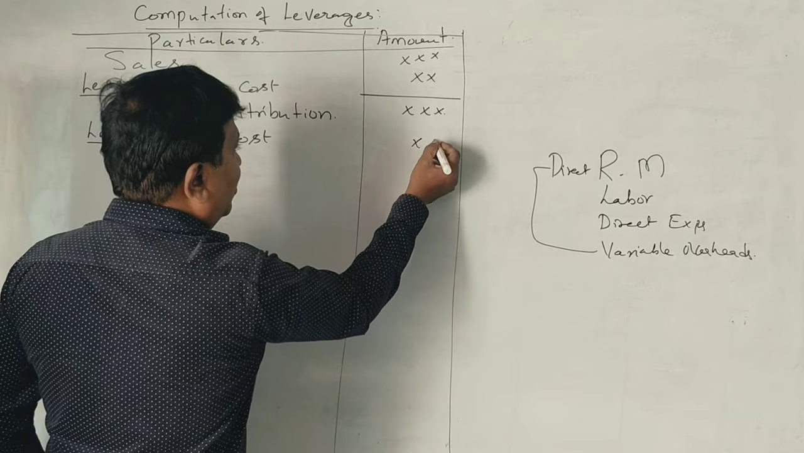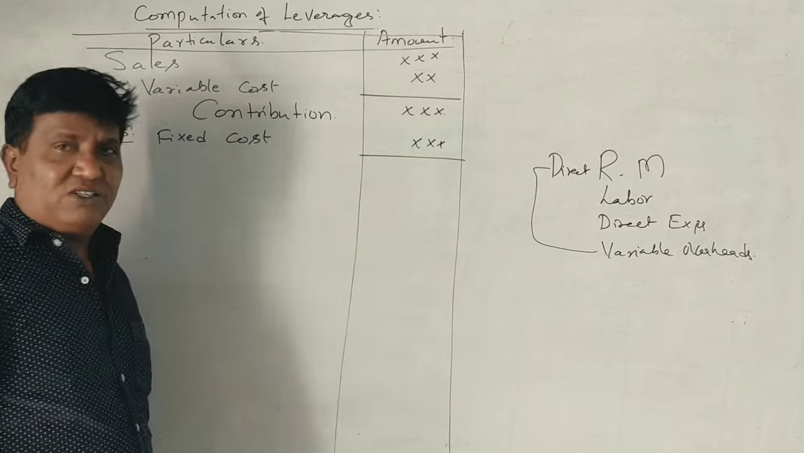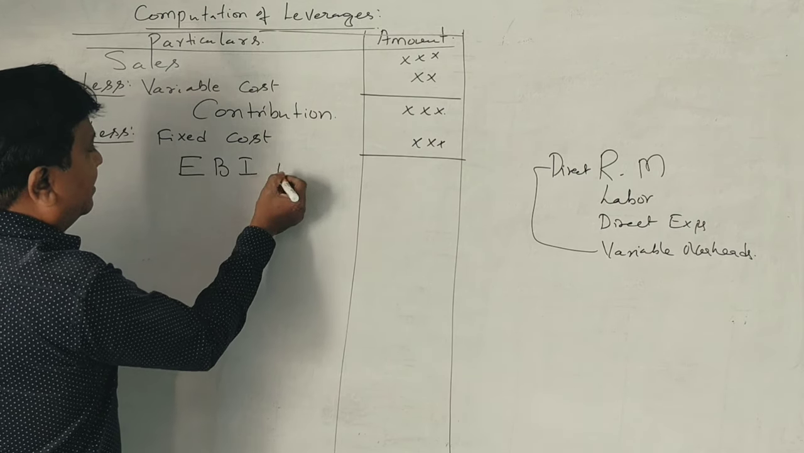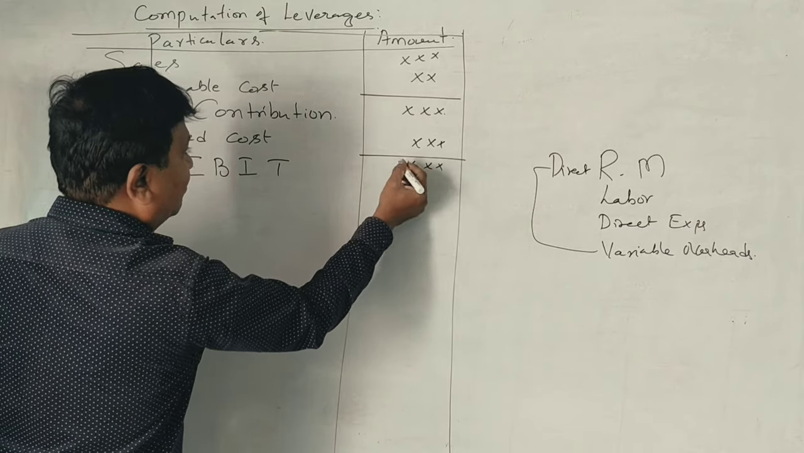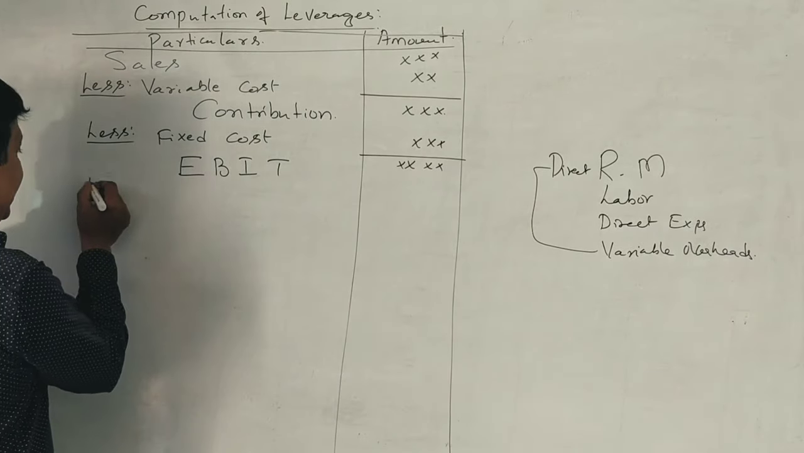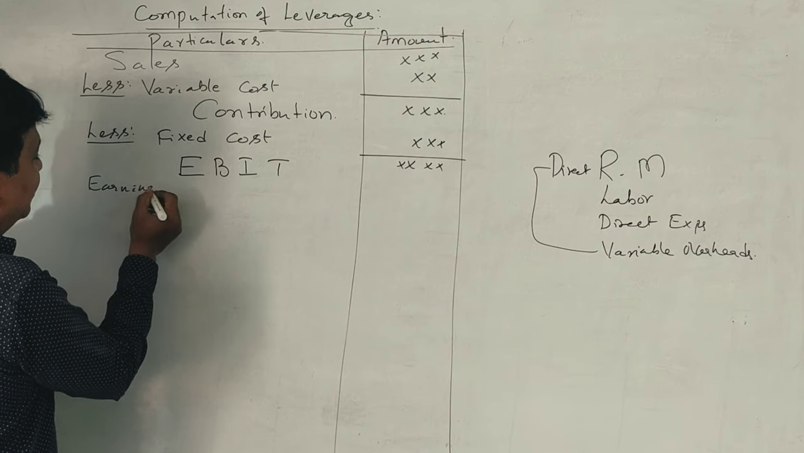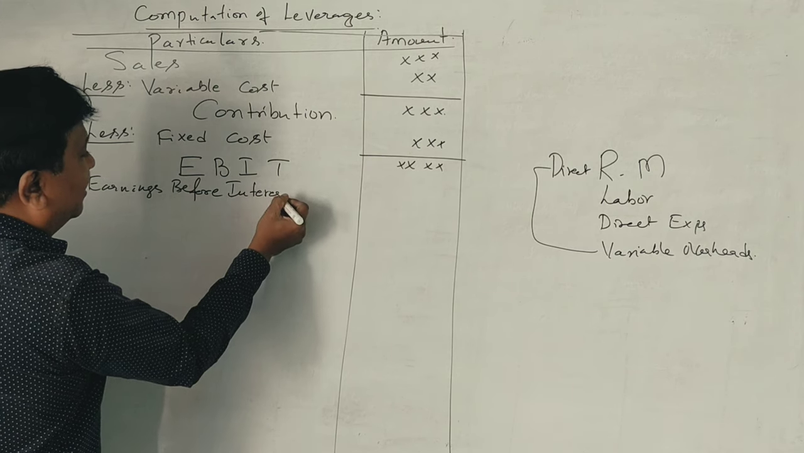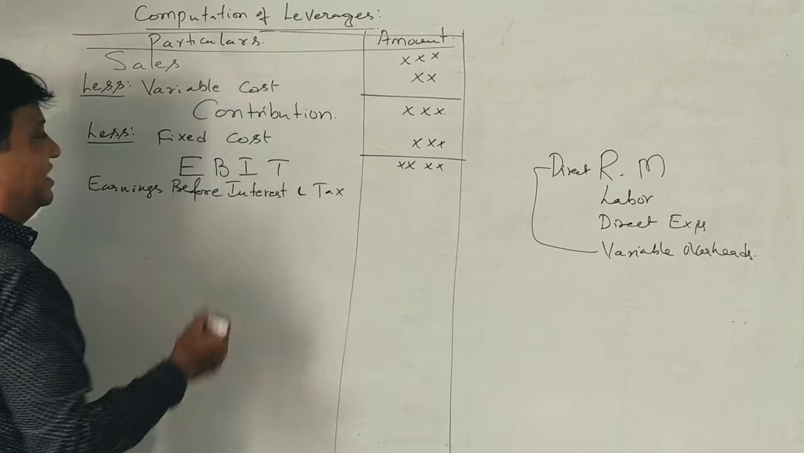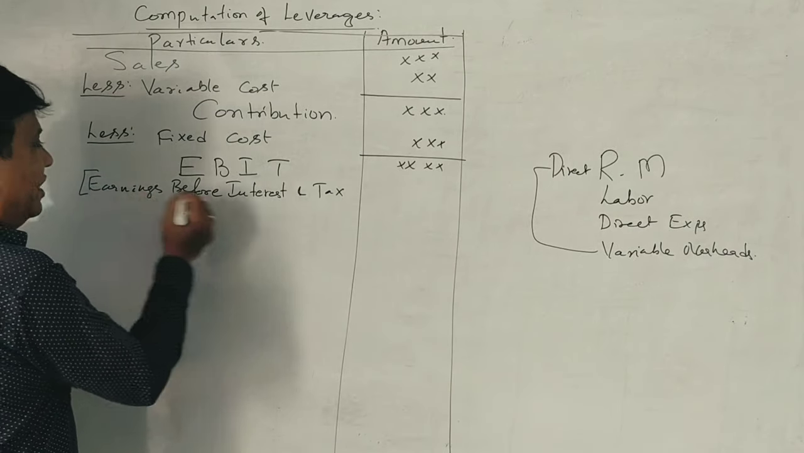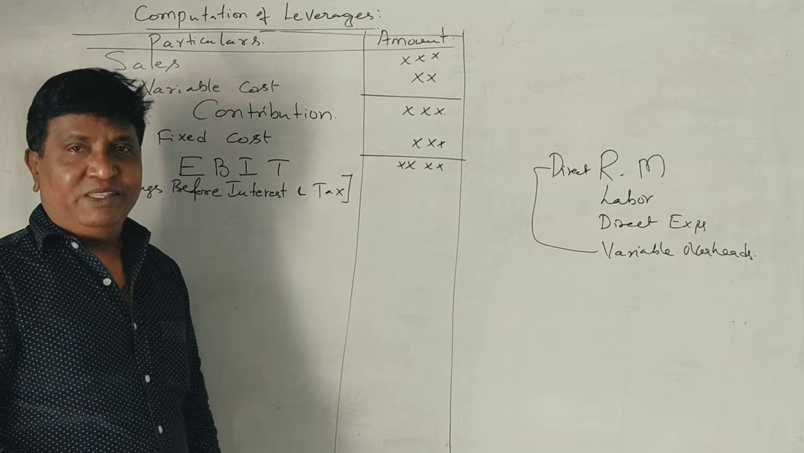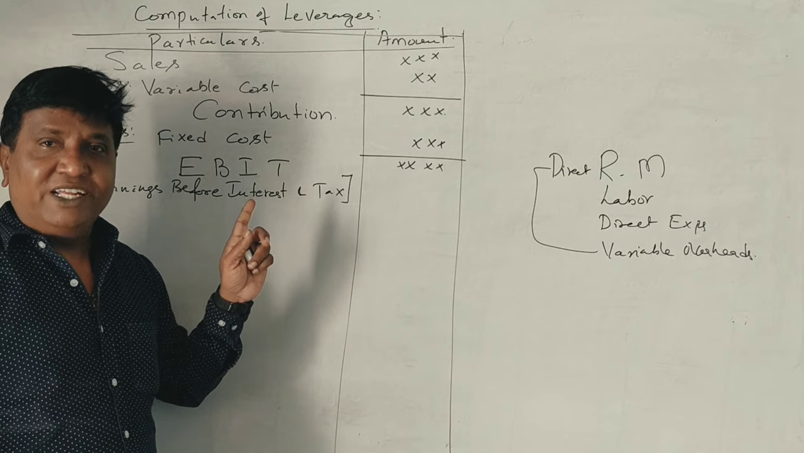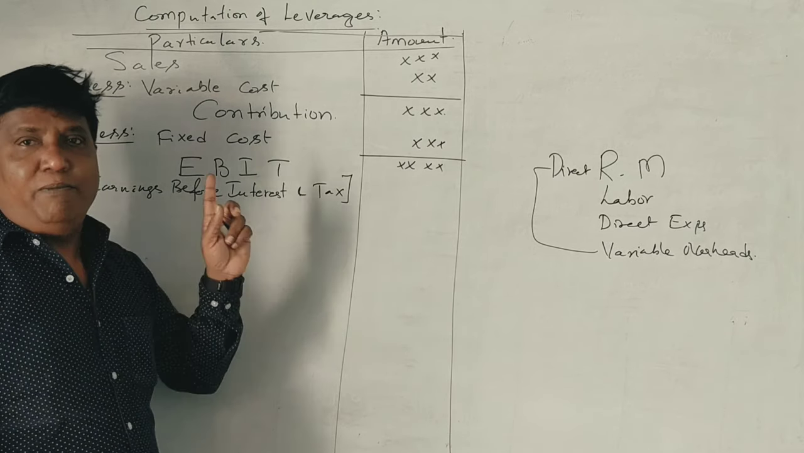Now, if you deduct fixed cost, what we get is called EBIT. Sir, what is EBIT? EBIT is nothing but earnings before interest and taxes. This is also called operating profit.